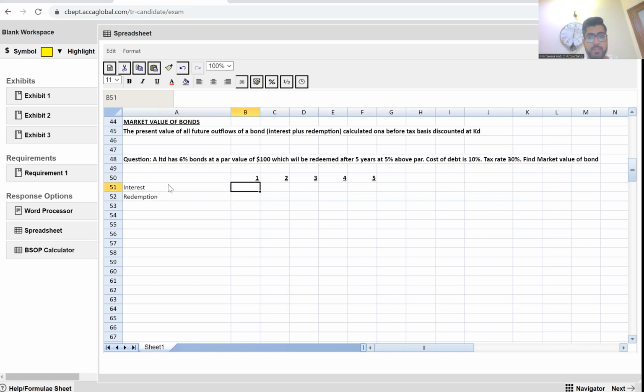So interest of the bond is calculated on a before tax basis, right? I've told you in the definition, before tax basis. So interest is 6%. No need to deduct tax, like KD (1 minus T), we take tax. Market value of bond is before tax basis. So 6% of par value 100. So every year interest is 6. And redemption is at 5% above par, 105. These are the two outflows of a bond. You net them all to get net cash flows.